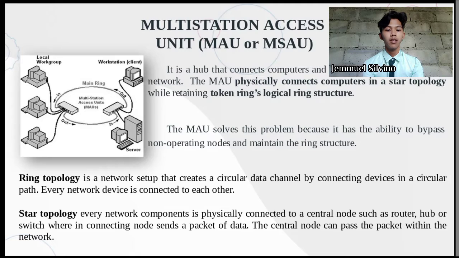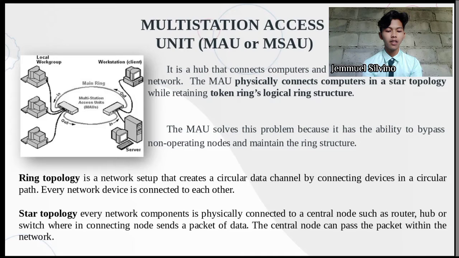Let's go back to the MAU or multi-station access unit. In this network, every data or message passes through every computer. The packet of data is continuously passing to the next device until it reaches the intended recipient. But this unit has a disadvantage. There is a possibility to break down the token ring topology.